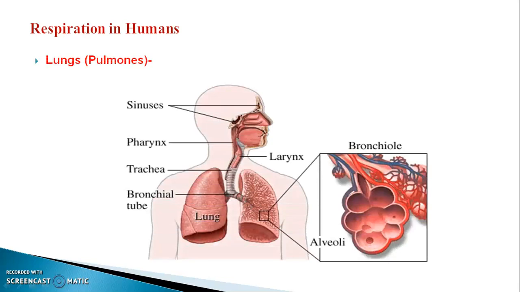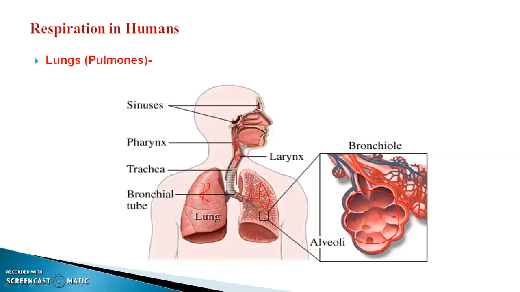Now look at this diagram. So this is a diagram of the lungs. In this diagram you can see this is the right lung, this is the left lung. So here is the pharynx, larynx, trachea, bronchioles, and inside these lungs there are various bronchi and the alveoli. So this is the balloon-like structure, that is the alveoli.